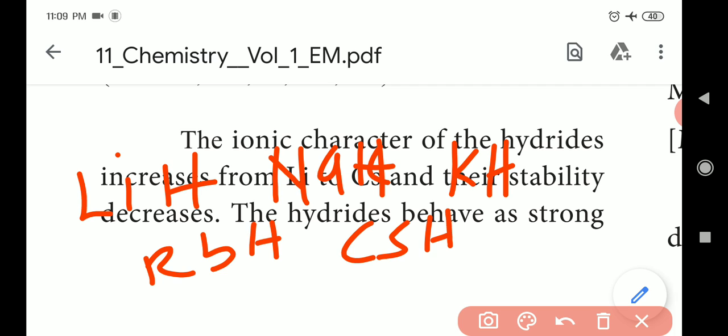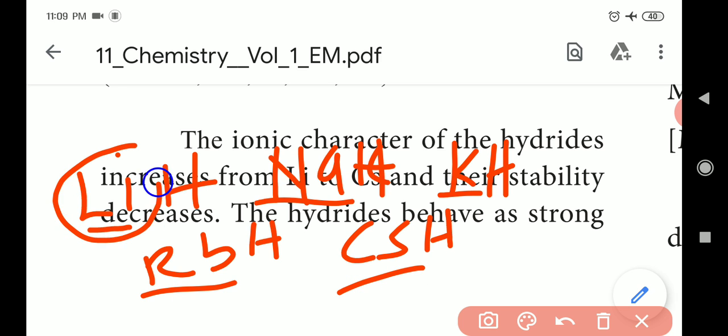Listen here. Which one has the most ionic character? Now we compare lithium, sodium, potassium, rubidium, and then cesium. Which one has the smallest size? Lithium has the smallest size. The lithium ion, we know, is a positive ion, so it is the smallest cation. The cesium ion is the largest cation.